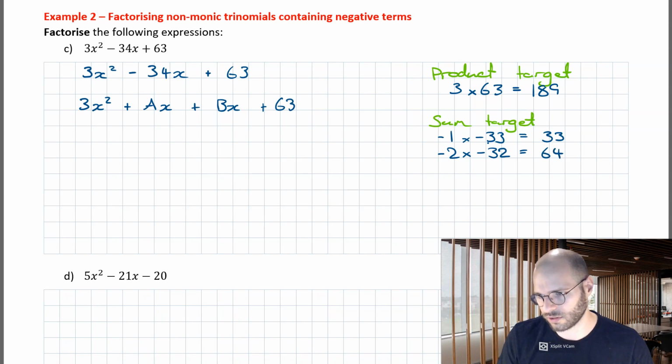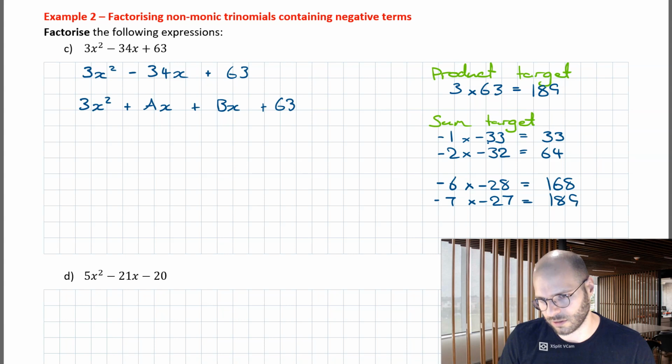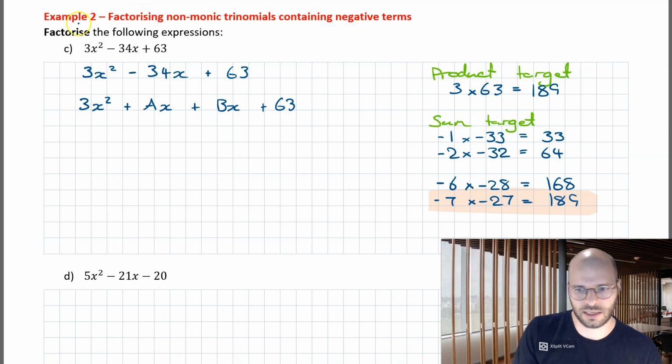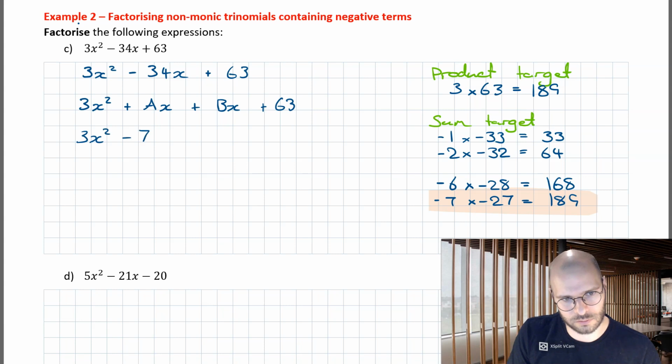So the growth is slow, so let's ramp it up a little. We will go to minus 6 times minus 28. This will yield 168. We're getting there. We'll go minus 7 times minus 27, and that will give us 189, which is our product target. Therefore, values for A and B are going to be minus 7 and minus 27.